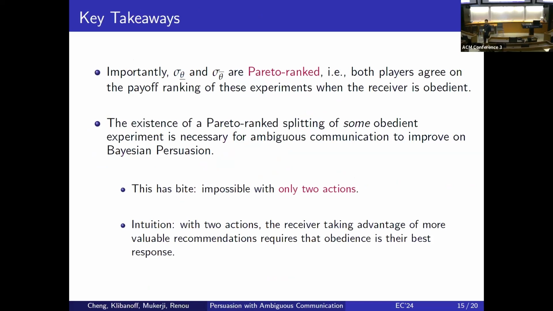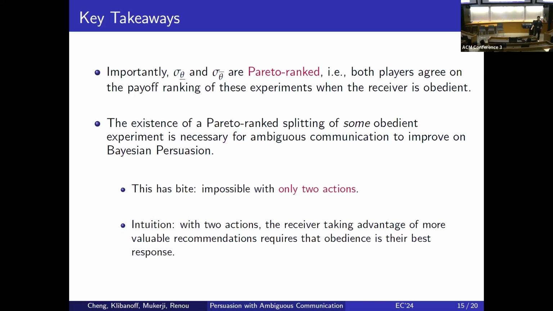In the paper, we show that it is a necessary condition for the sender to benefit that there exists such a Pareto ranked splitting of some obedient experiment that the receiver is willing to follow. That sounds like a weak condition, but even with that necessary condition, we are able to rule out any benefit from ambiguous communication if the receiver has only two actions. And that is the reason why you didn't see a cross-filter judge example in my talk.